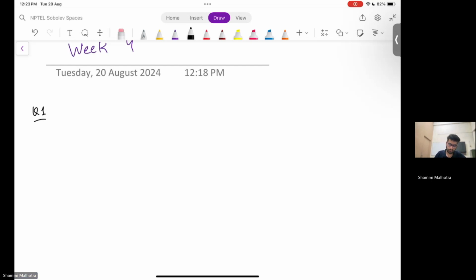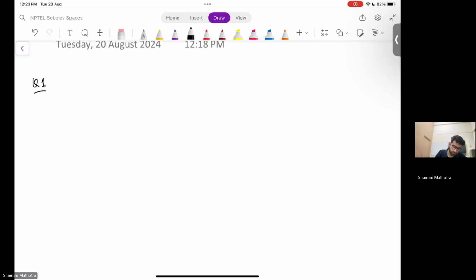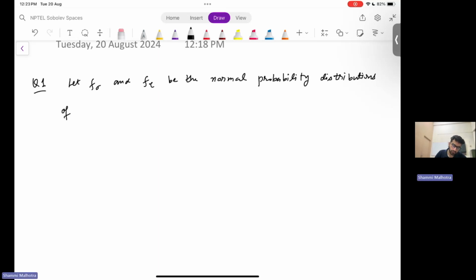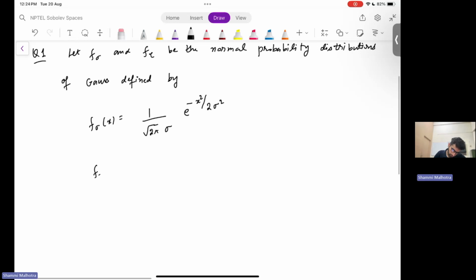So let me write. Let f sigma and f tau be the normal probability distributions of Gauss, defined by: f sigma of x is 1 upon root 2 pi sigma times e to the power of minus x square divided by 2 sigma square, and f tau of x is defined as 1 upon root 2 pi tau times e to the power of minus x square divided by 2 tau square.